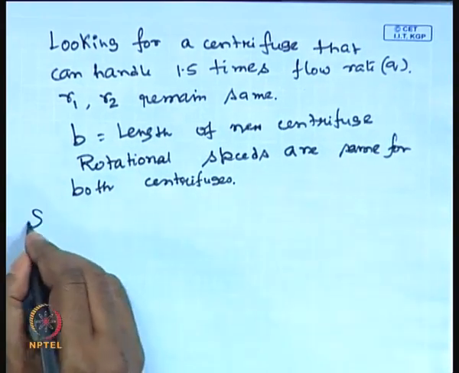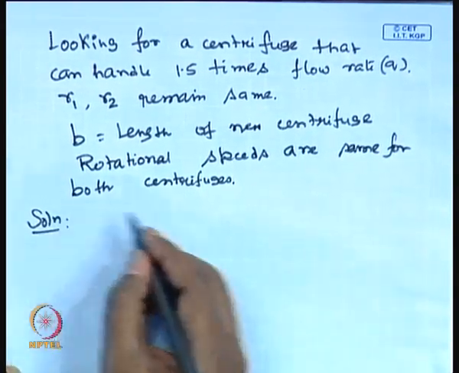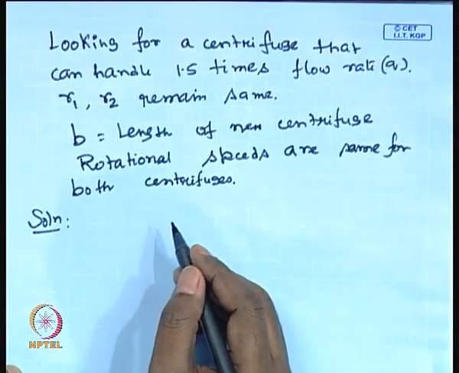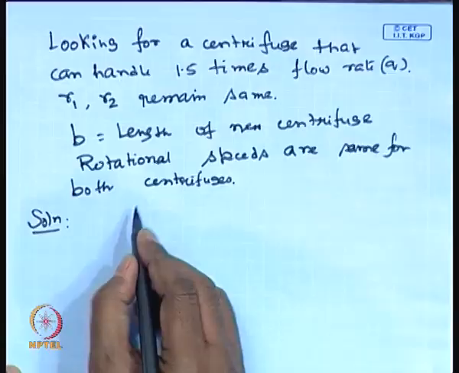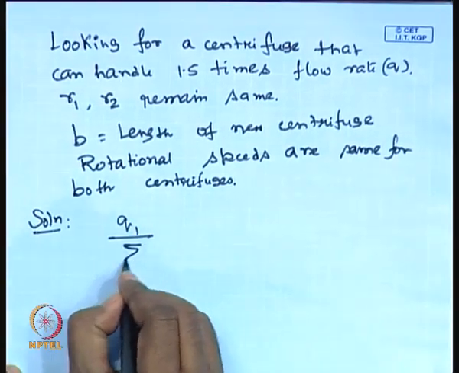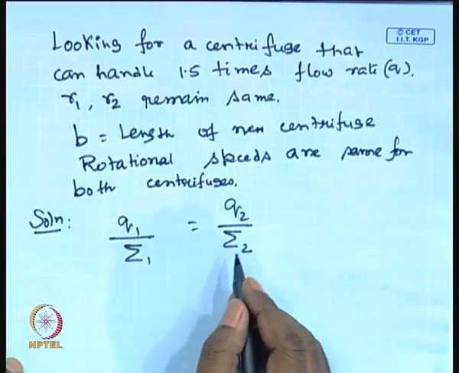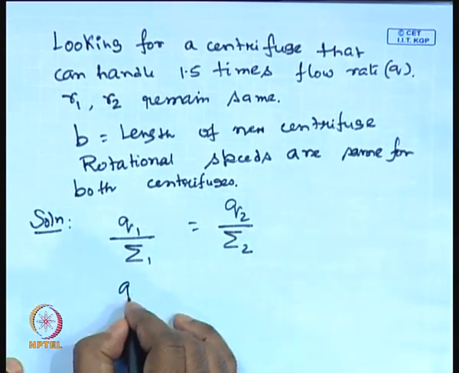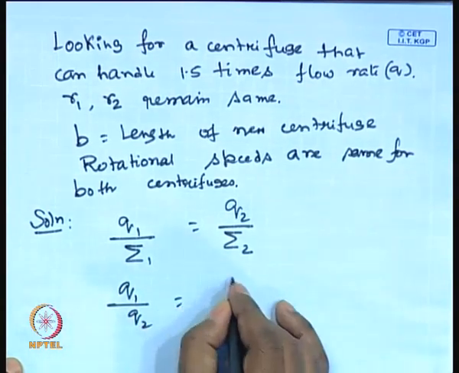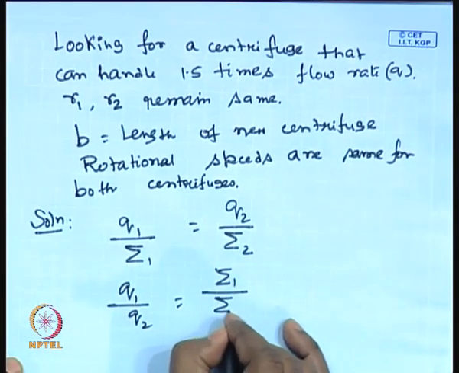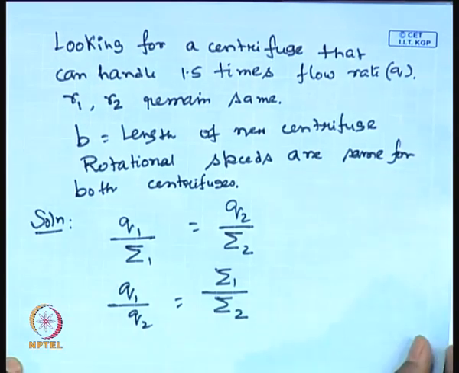Okay. Now, let us look into the solution. We are looking for a particular parameter which will be constant in both cases. What is that parameter? That parameter is terminal velocity due to gravity. So, if we equate that, we get Q1 by sigma 1 is equal to Q2 by sigma 2. This is the scaling equation that we have already talked about. So, Q1 by Q2 is nothing but sigma 1 divided by sigma 2.